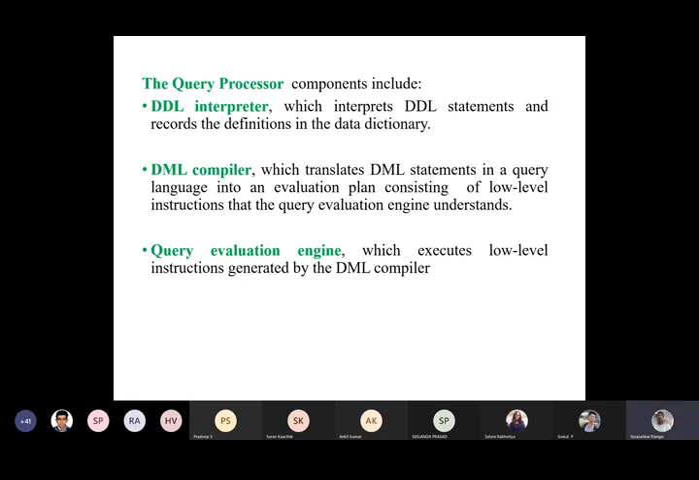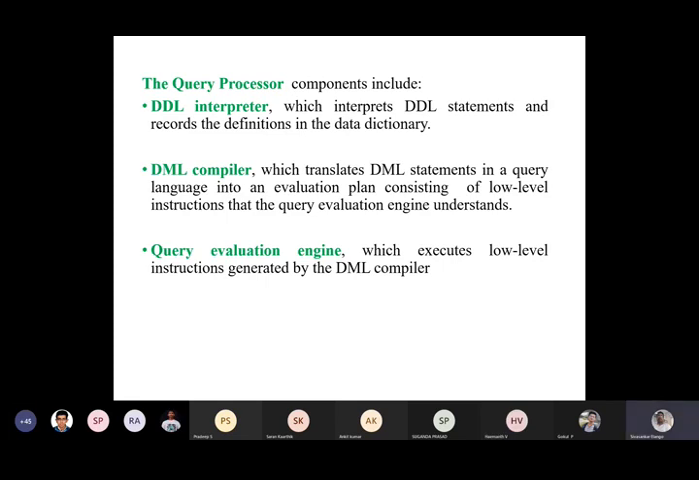And finally, the query evaluation engine executes the low-level instructions that are generated by the DML compiler. So these are the components in the query processor. The DDL interpreter interprets DDL statements, and the output is the data dictionary, which records the definitions as metadata, data about data, which contains the schema of the database.